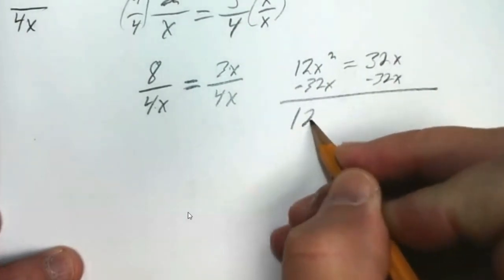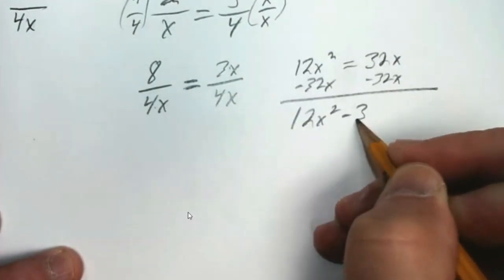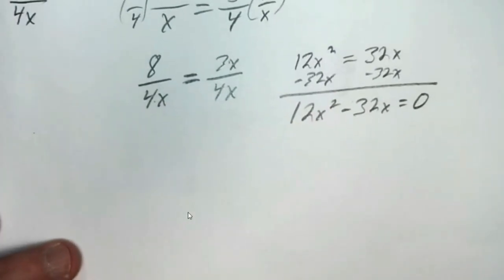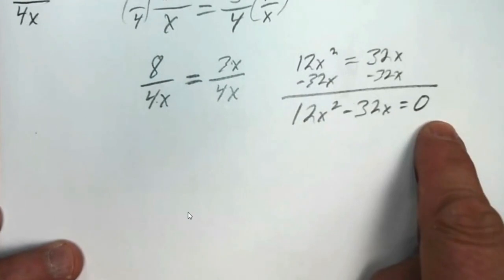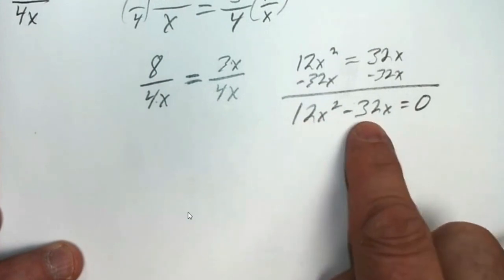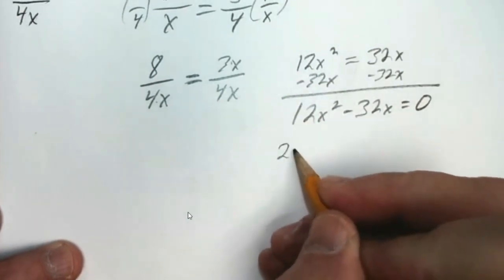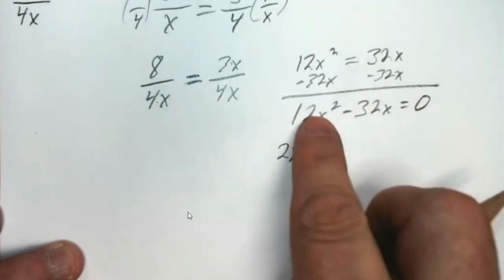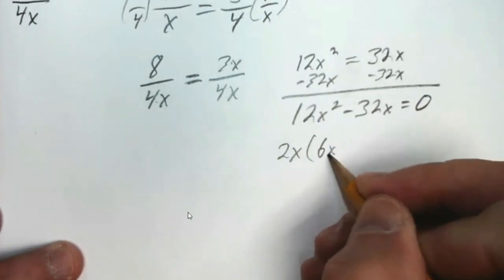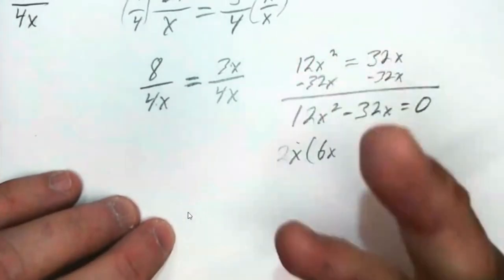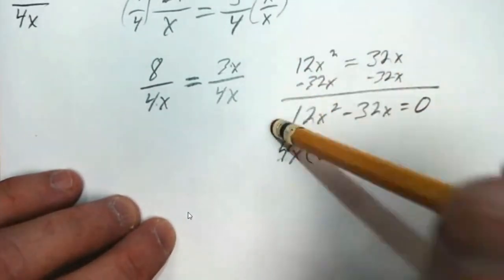So we've got 12x squared minus 32x equals 0. We factor it and see what factors we can get out of there. Well, there is a 2 for sure, and there's an x. Both of those terms have an x. If we pull 2x out of there, that leaves us with a 6x. Oh, we can pull a 4 out of there. Yeah, how about a 4? That's better.